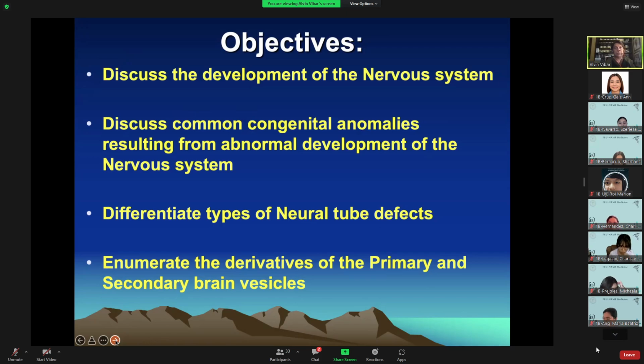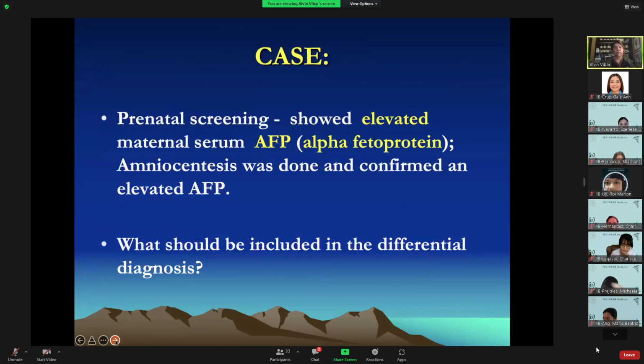So let's start with a simple case. Prenatal screening showed elevated maternal serum alpha-fetoprotein. Amniocentesis was done and confirmed the elevated alpha-fetoprotein. What should be included in the differential diagnosis? Okay, in the future you might encounter this. Increased levels of maternal serum alpha-fetoprotein will help you.